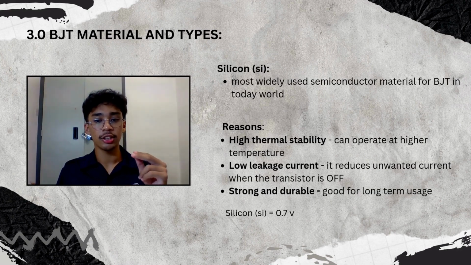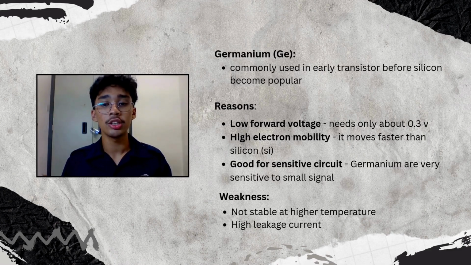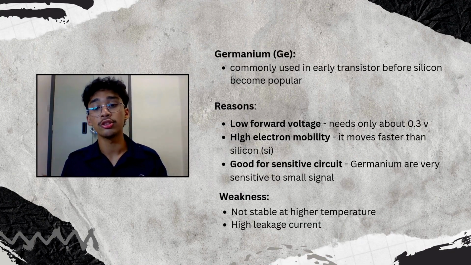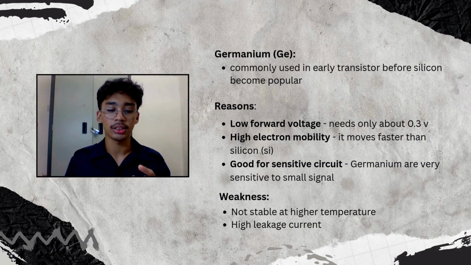Silicon only needs 0.7 volts. As for germanium, it was commonly used in early transistors before silicon became popular. The reasons are, first, it has a low forward voltage because it needs only 0.3 volts. Second is high electron mobility, so it moves faster than silicon. The third is that it is good for sensitive circuits. Germanium is very sensitive to small signals.